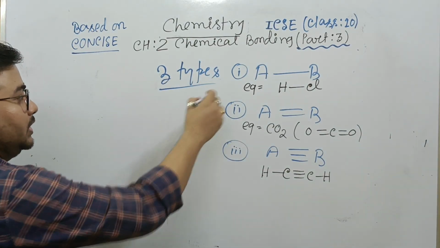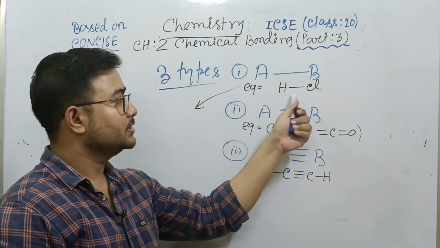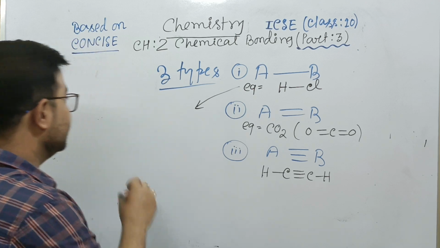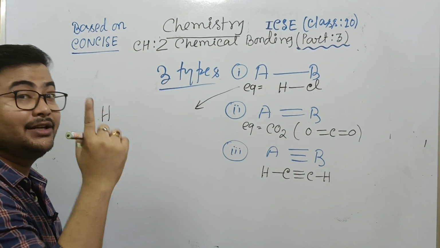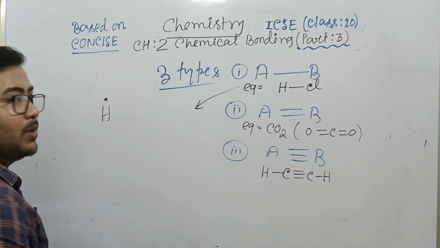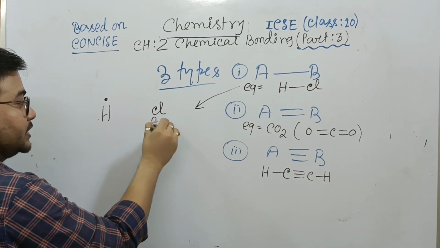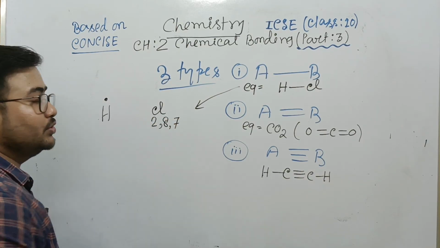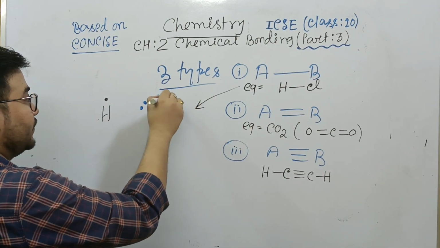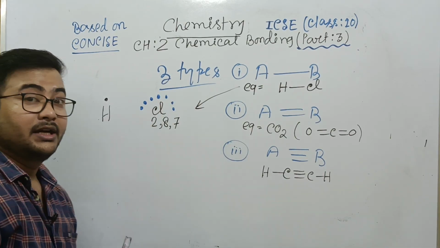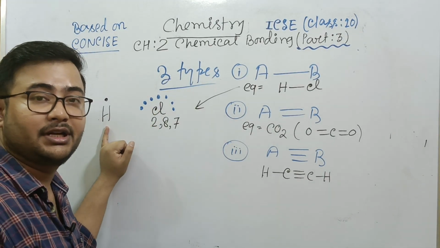Now, I will try to give more focus on this example, HCl. Look at the board. In case of H, how many electrons are present? Only one. And in case of chlorine, what is the electronic configuration? 2, 8, 7. So in the outermost shell, how many electrons? 7. Can anyone tell me if this is a metal or non-metal?